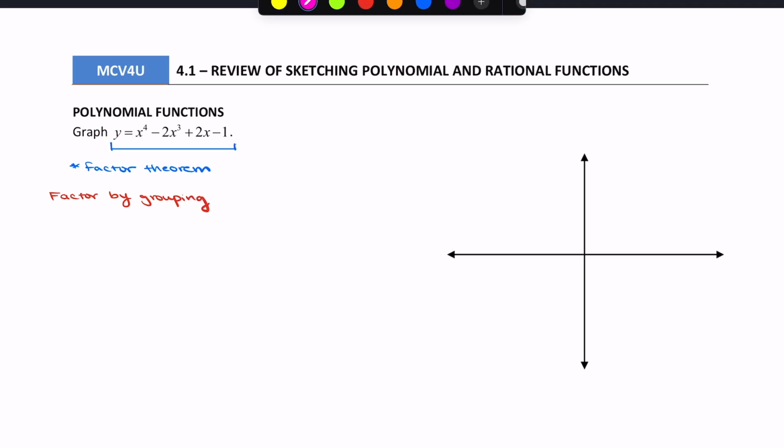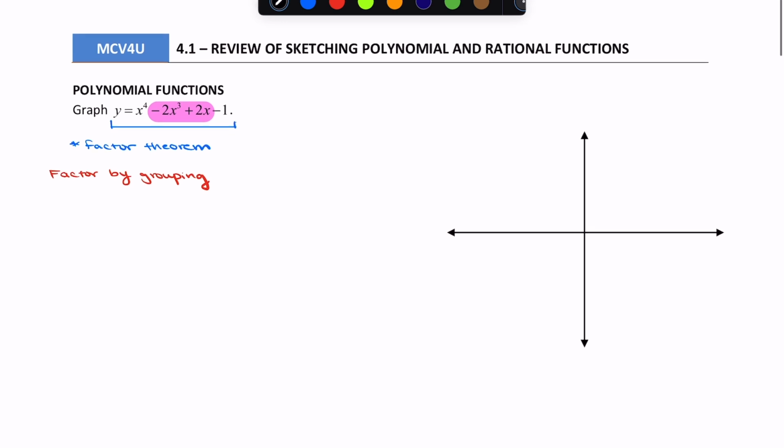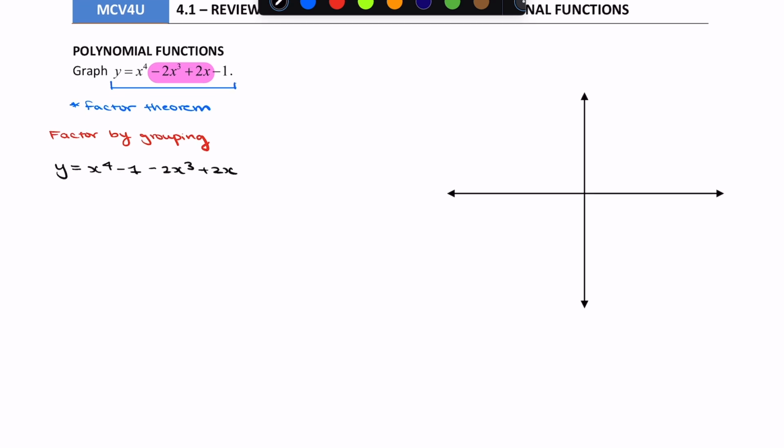Here, I'll just highlight the negative 2x cubed plus 2x. If we factor by grouping, we can rewrite this as y is equal to x to the power of 4 minus 1, minus 2x cubed plus 2x. If we rewrite this, we can also factor out a negative 2x from the last two terms. So here we have x to the power of 4 minus 1 minus 2x, and we're left with x squared minus 1.